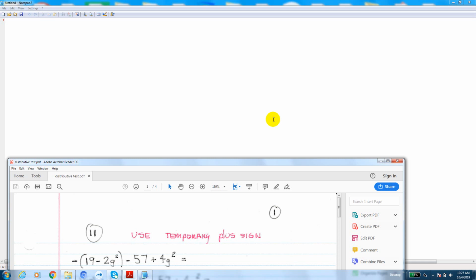Hello, review for the test on Monday on the distributive law. This is really important. These questions come from page 21 of that review book.